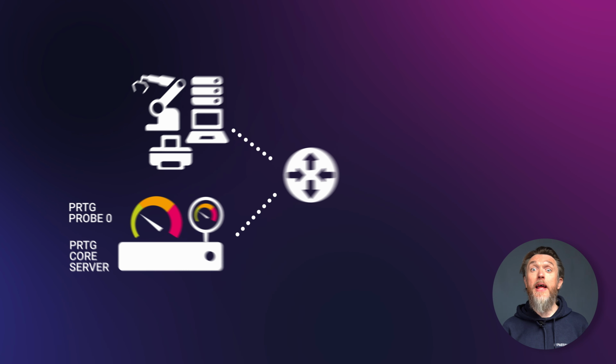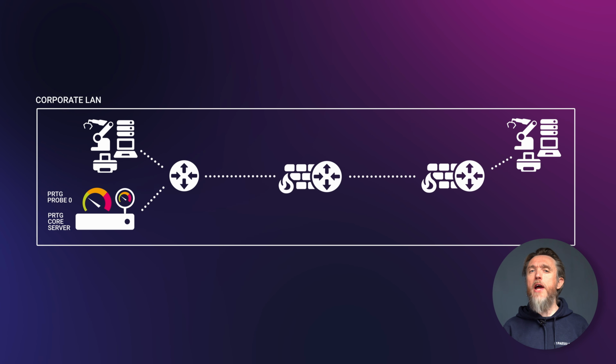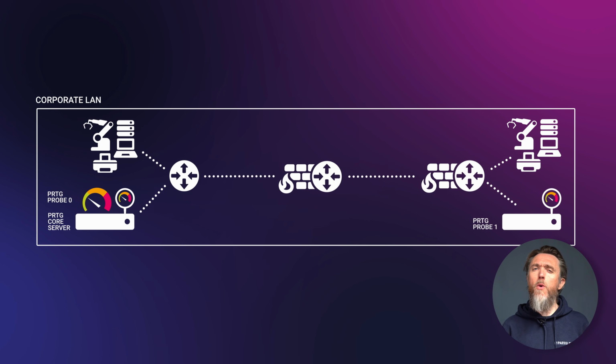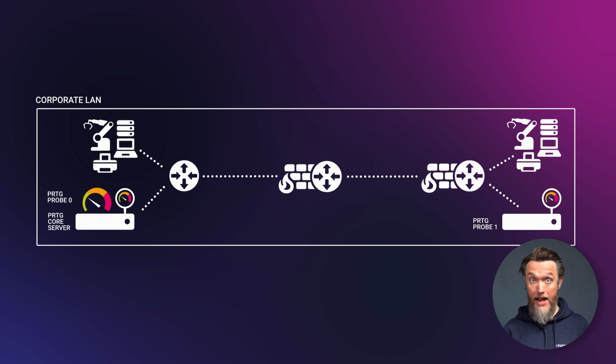But what happens if your network is distributed? This is where remote probes can help. They work in the same way as the local probe, but instead they run in the remote locations themselves. All of the monitoring traffic stays within the remote location and only the results are sent back to the core.